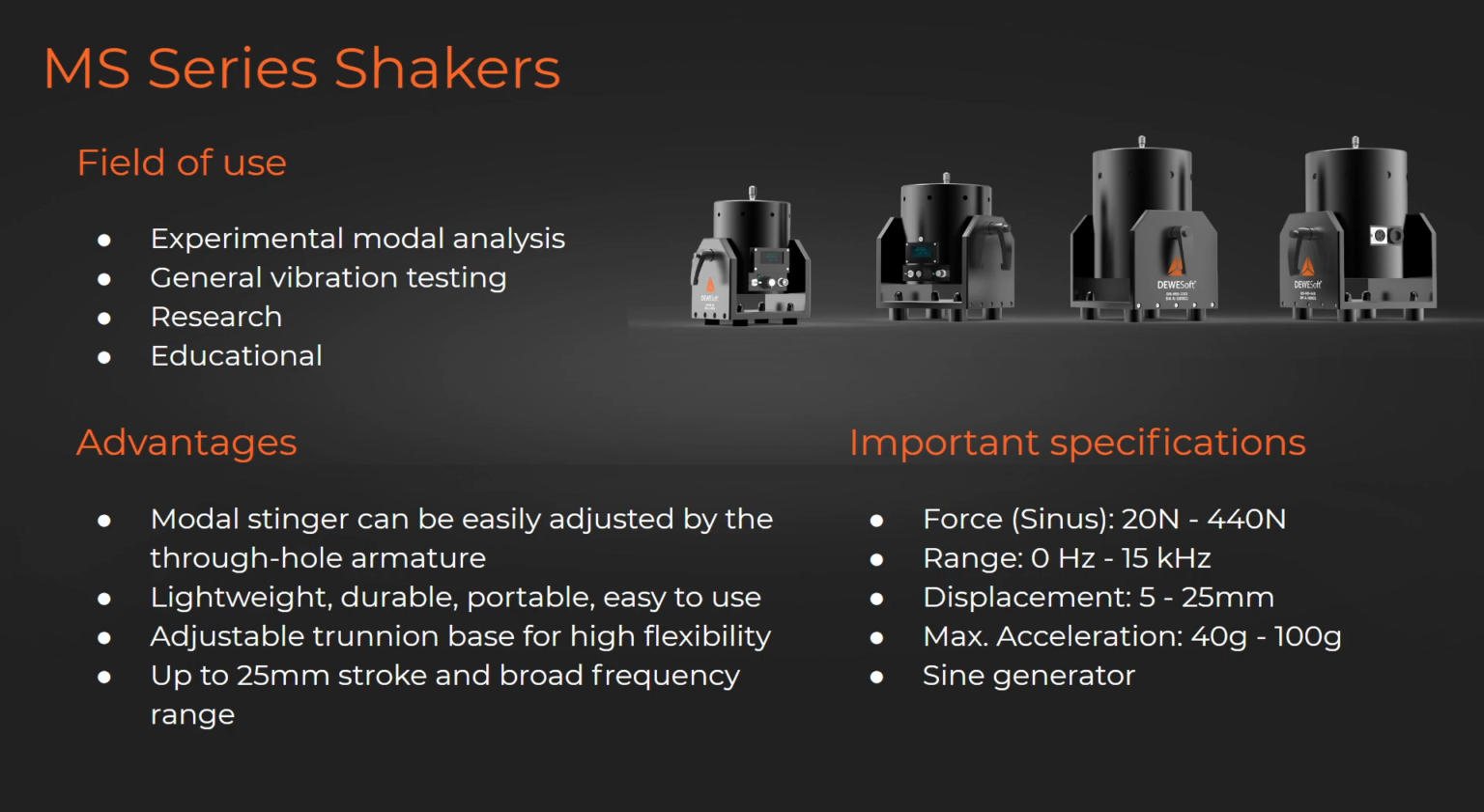Depending on the shaker size, they range in force from 20 newtons to 440 newtons. They have a frequency range from 0 to 15 kilohertz. They have a displacement from 5 to 25 millimeters and max acceleration from 40 Gs to 100 Gs. And of course they have the sine generator integrated inside of the amplifier.